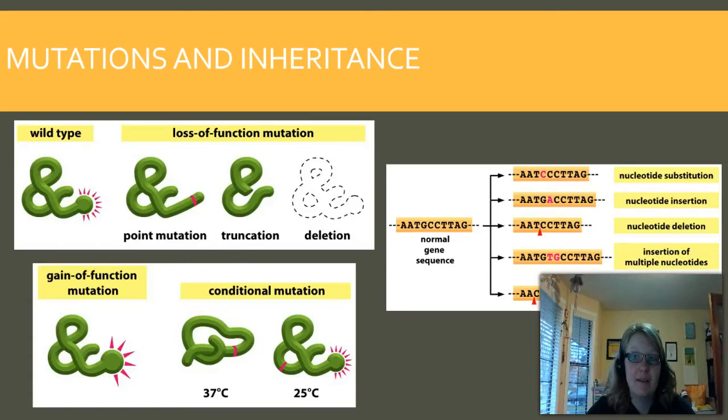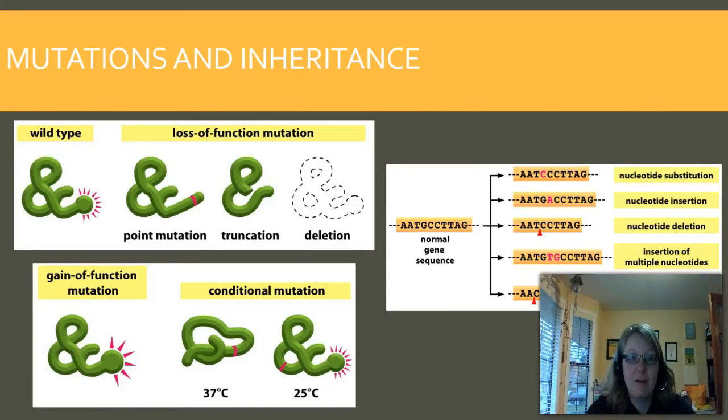We have the wild type, which is our normal functioning protein. And then we have 3 types of loss of function mutations. This is where we have a point mutation, which is the insertion of a nucleotide or something like that, or changes the base so that we have a different amino acid. We have a truncation, where the stop codon is there earlier. And we have deletion, where it doesn't work at all.